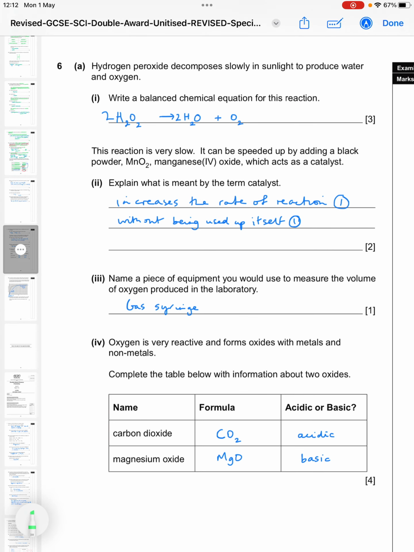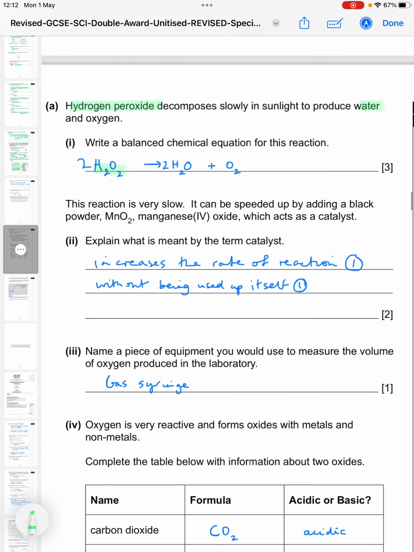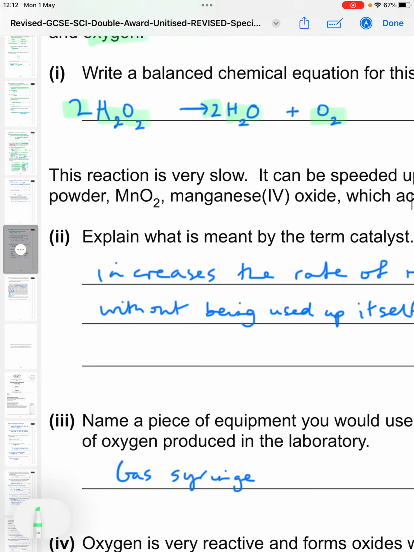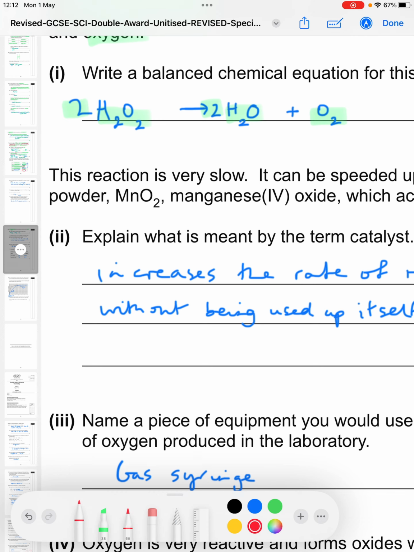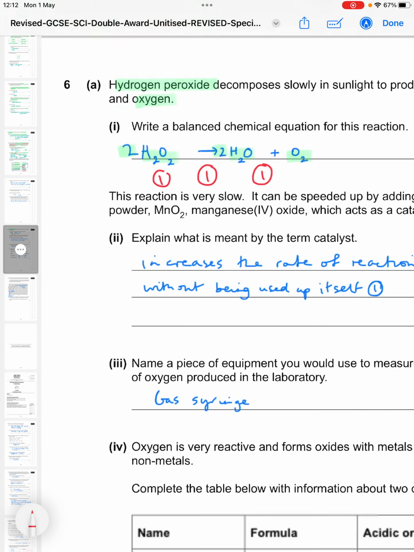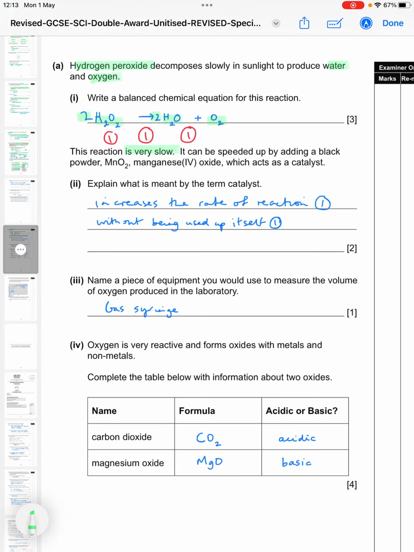And the final question is number 6. Hydrogen peroxide decomposes slowly in sunlight to produce water and oxygen. Write a balanced chemical equation for this reaction. So hydrogen peroxide is H2O2, and it says it gives you water and oxygen, so H2O and O2. Balancing that, we need 2 in front of the H2O2 and 2 in front of water. Now, 3 marks for this, so I would guess it's 1 mark for the left hand side, 1 for the right hand side, and then 1 for the balancing.